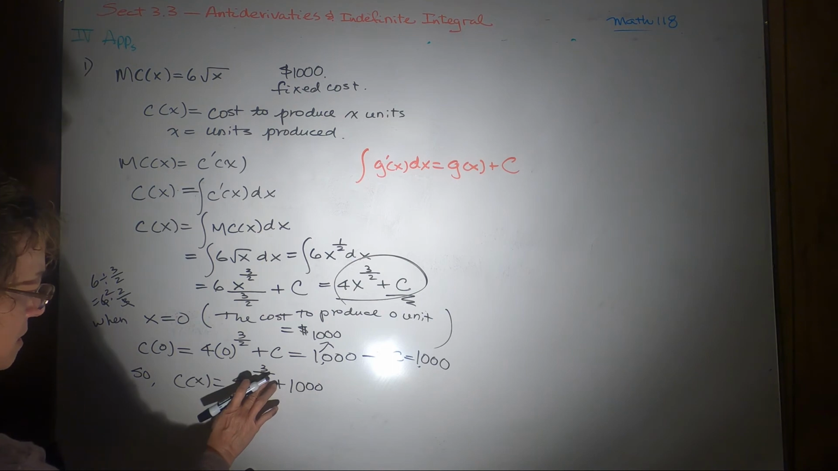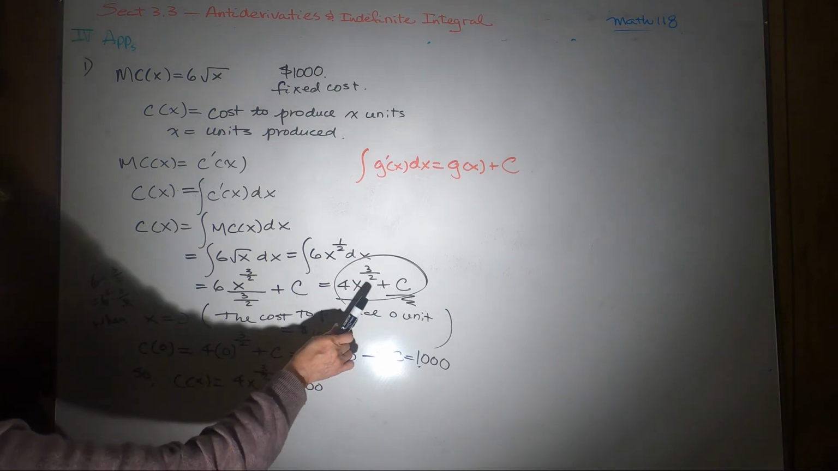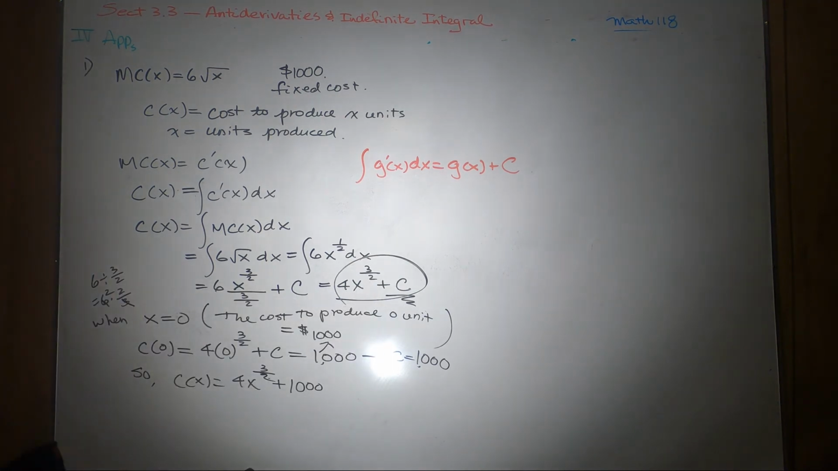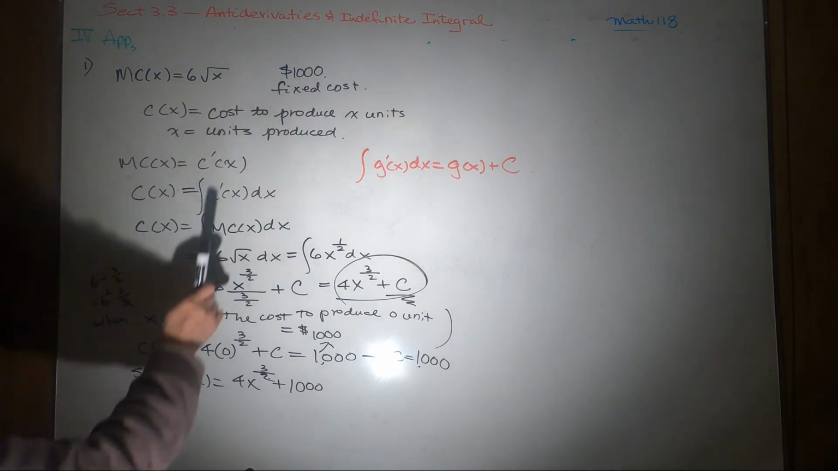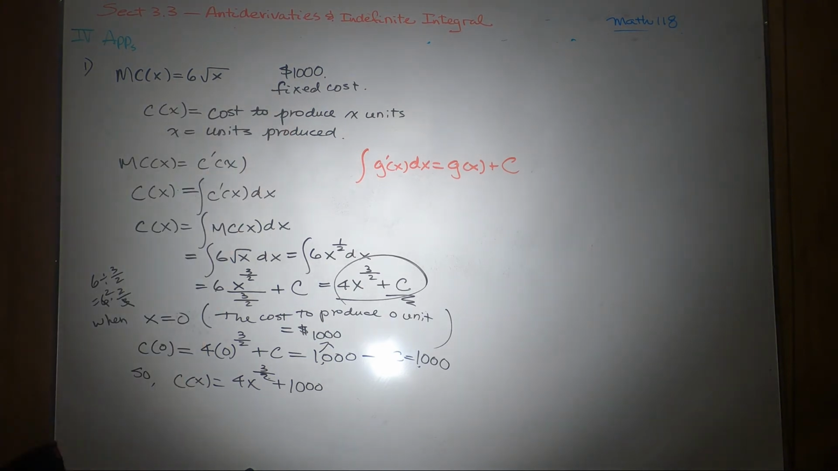Usually, a lot of the time, your arbitrary constant will be your fixed cost, but not always. Okay? So you need to check and take a look. Actually, sometimes it's not.